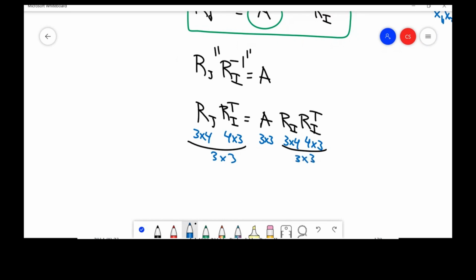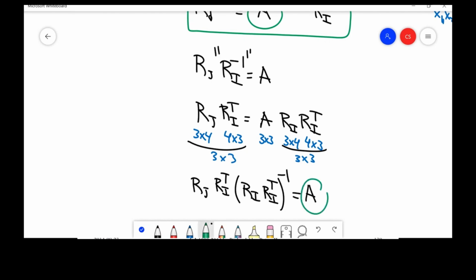So now all this thing here is 3 times 3, and all this thing here is 3 times 3. And now, unless there is some very bad problem, called multicollinearity or collinearity, or a problem with the colors that I have chosen, this matrix will be invertible. So I can multiply on the right by the inverse of that thing. Now that would be Rj Ri transpose, and then the inverse of Ri Ri transpose, equals A. And now I have solved for A. Now I have my solution.